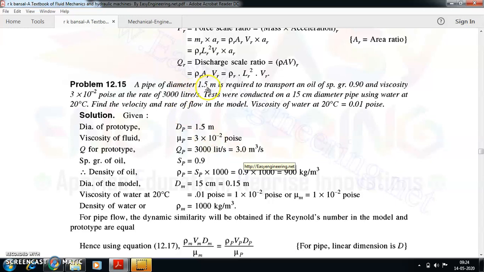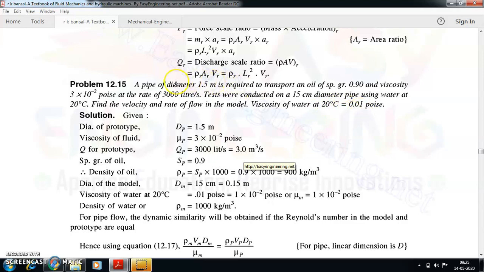We have a pipe of diameter 1.5 meter. This is required to transport an oil of specific gravity of 0.9 and a viscosity of 3 into 10 to the power of -2 poise at a rate of 3000 liters per second. Tests were conducted on a 15 centimeter diameter pipe using water at 20 degrees centigrade. Find the velocity and rate of flow in the model. Viscosity of water at 20 degrees centigrade is 0.015.